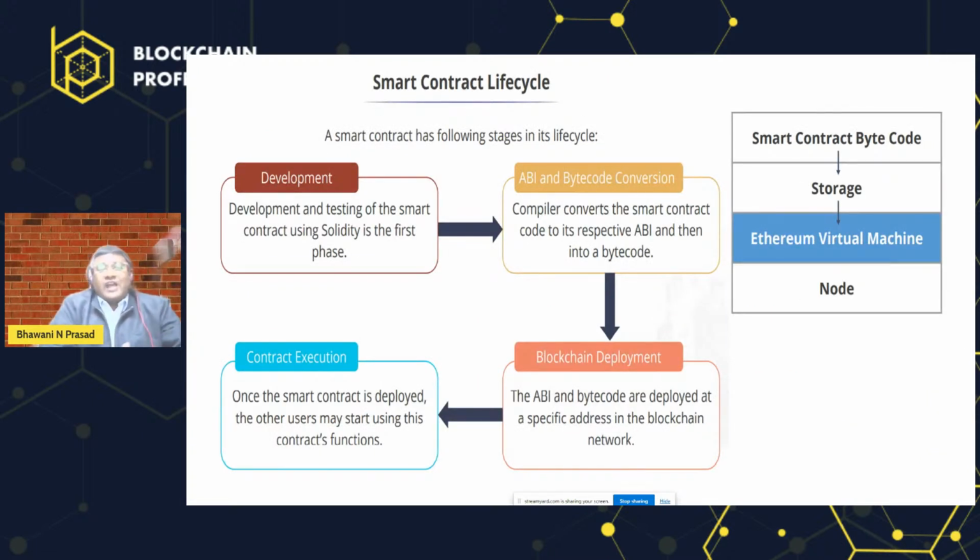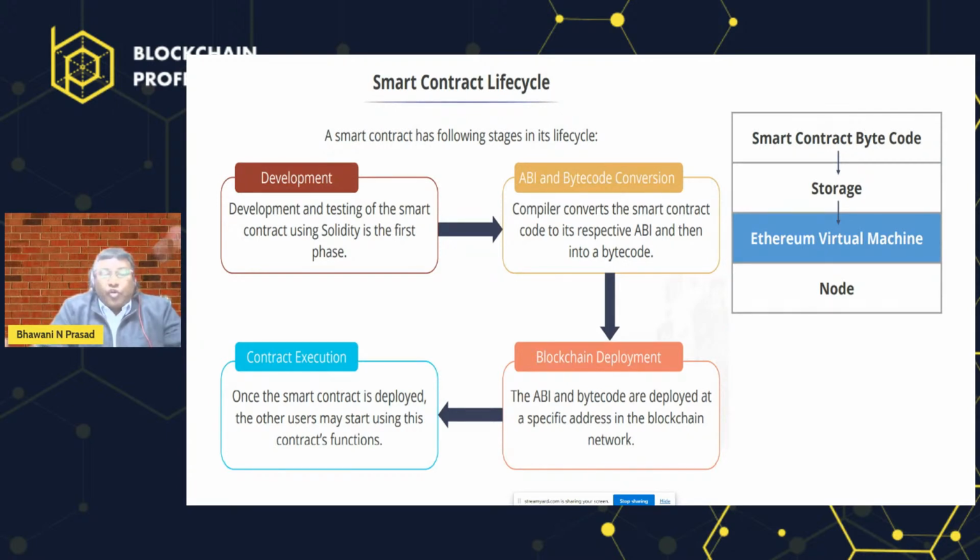A smart contract life cycle. A smart contract has the following stages in its life cycle. First it starts with development. Development and testing of the smart contract using Solidity is the first stage. You can use Solidity, Julia or Viper. Once a smart contract is developed, you can save it as .sol. Then it is converted into ABI and bytecode. The compiler converts the smart contract code to its respective ABI and then into bytecode.